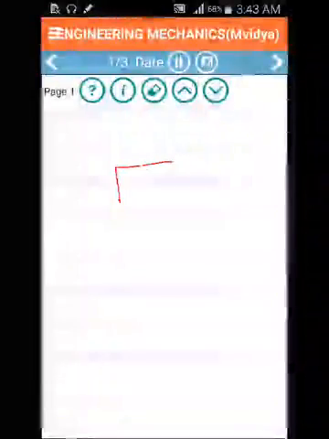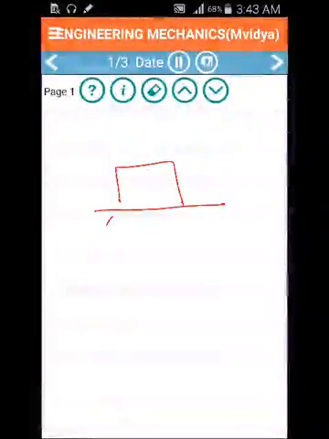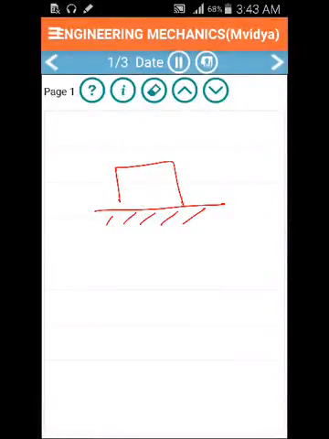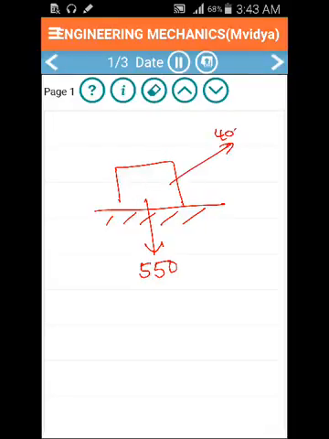Here we have the 550 Newton box, which is being towed by a 400 Newton force, which is directed at an angle of 30 degrees. And it's given that the coefficient of kinetic friction is 0.32.